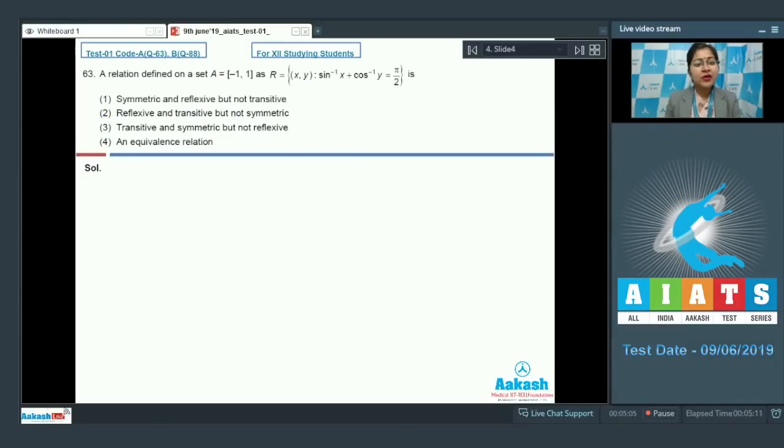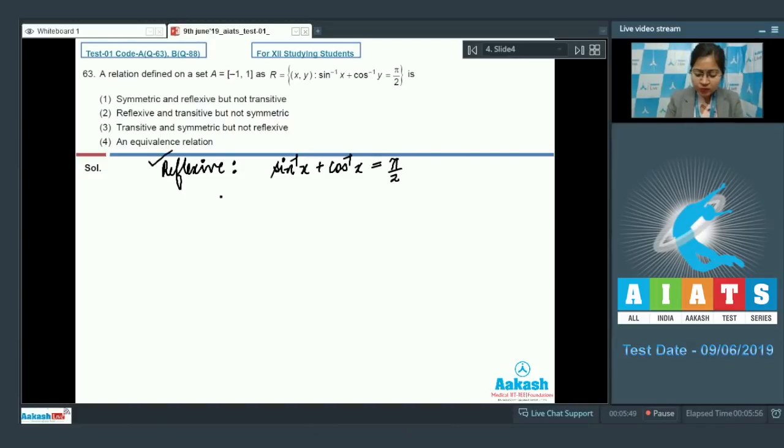Next is question number 63, which says that a relation defined on a set A equal to [-1, 1] as R equal to {(x, y) such that sine inverse x plus cos inverse y is equal to pi by 2}. So we have to tell whether the relation is symmetric, reflexive or transitive. So firstly, let's talk about reflexive. For reflexive, we know that (x, x) should belong to R. So if we put y equal to x, we will get sine inverse x plus cos inverse x equal to pi by 2, which is true for all values of x in the domain. So we can say that the relation is reflexive.